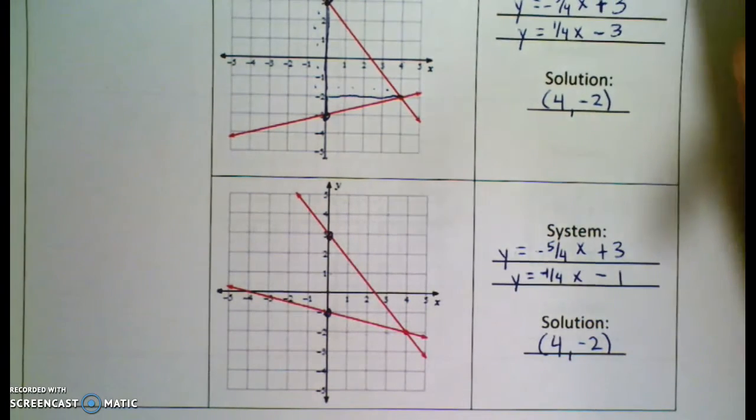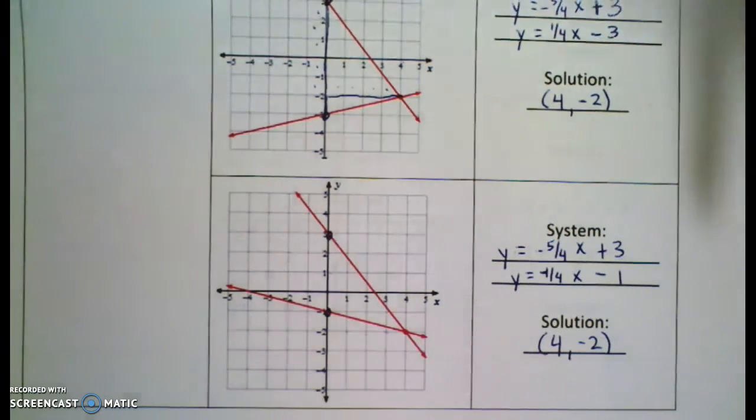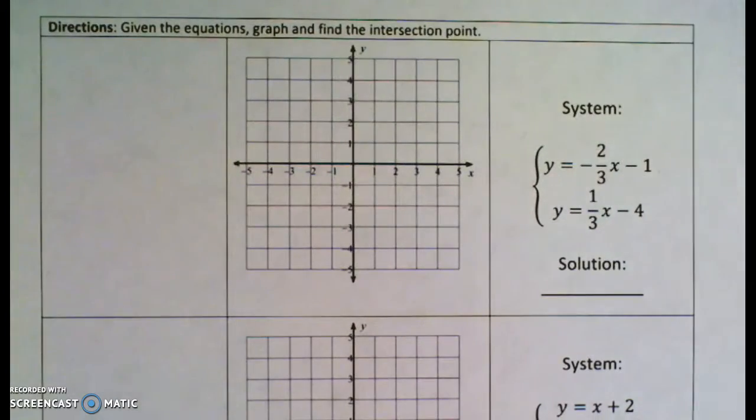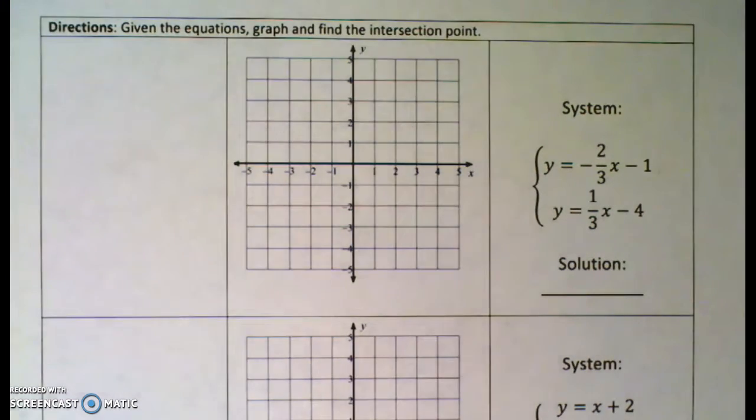The other type of problems we'll see is when you have to graph the lines and figure out the solutions yourself. So this time we give you the equation, you need to come up with the solution. We've got to figure out what our y-intercept is, and then also figure out what our slopes are in order to graph those lines, and then we can find out the solutions.